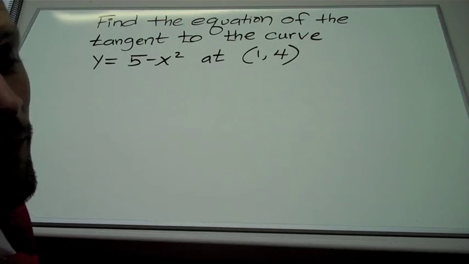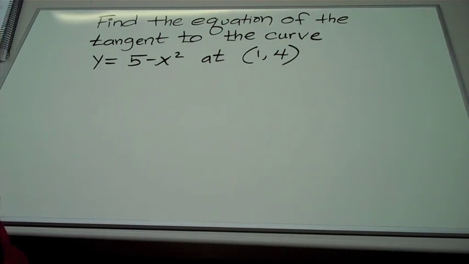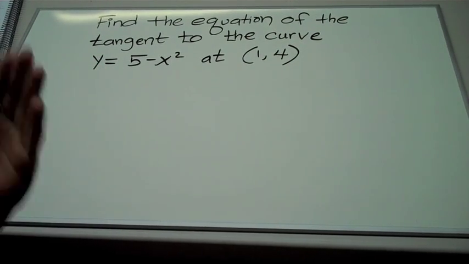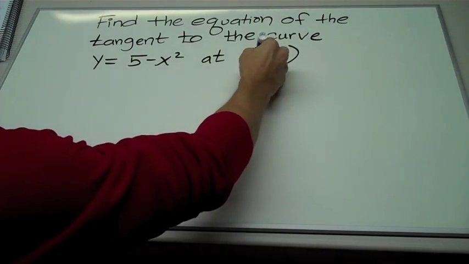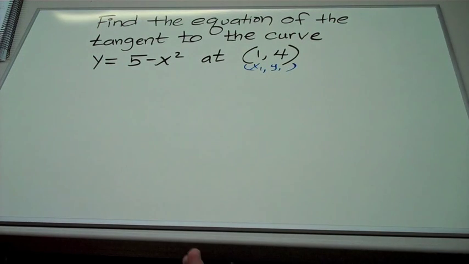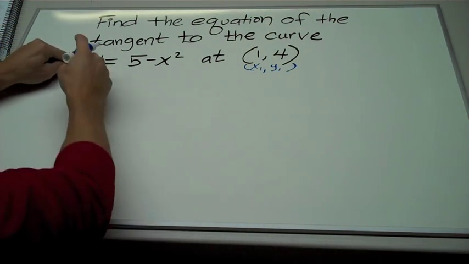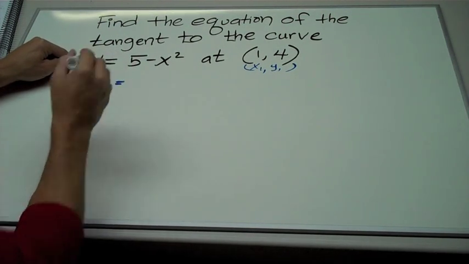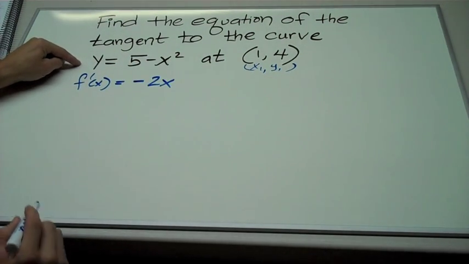Here is some practice with finding the equation of a tangent to a curve. For example, find the equation of the tangent to the curve y equals 5 minus x squared at (1, 4). We have to recognize that they gave us x1, y1. We talked about in our last slide what we have to do. First, we have to find dy/dx, or if this is f of x, we have to find f'(x). Well, in this case, it's very simple. This is just going to be -2x.